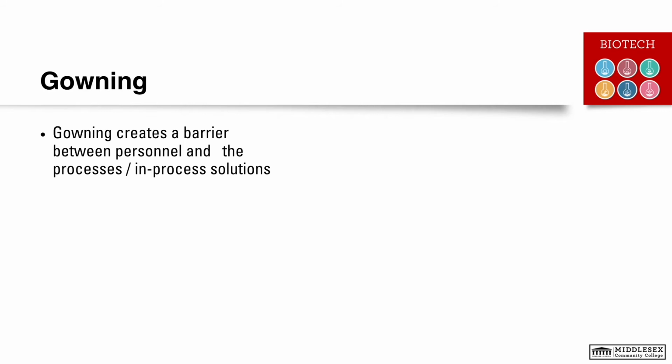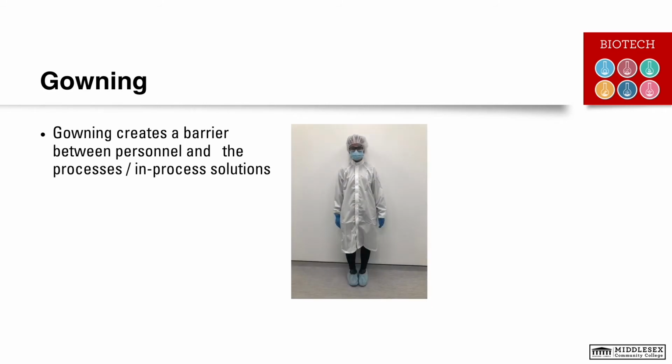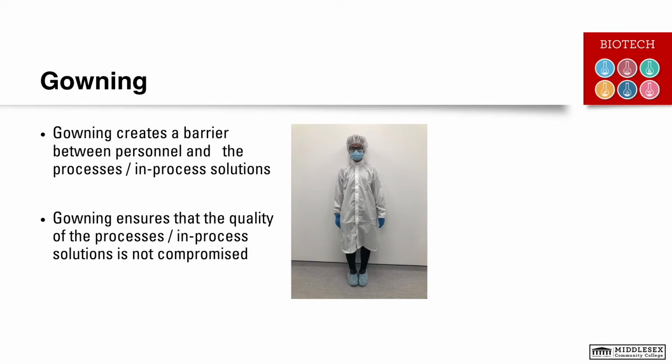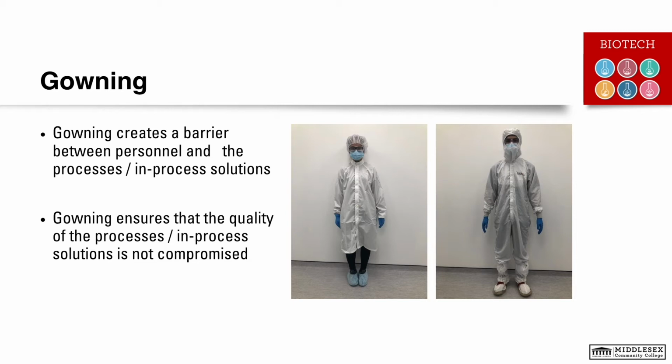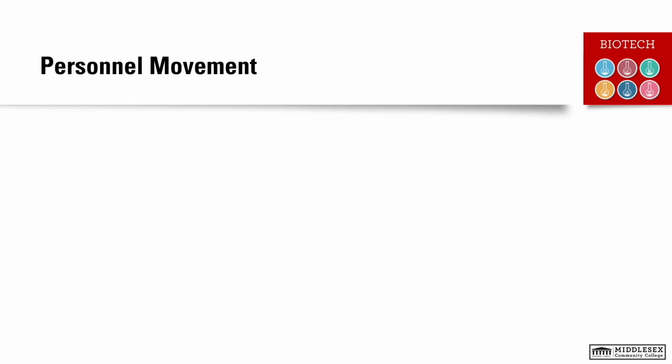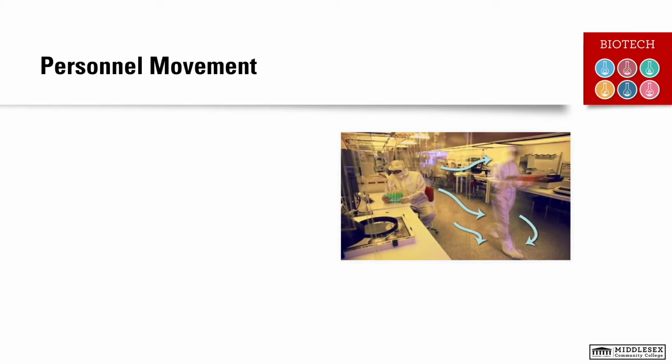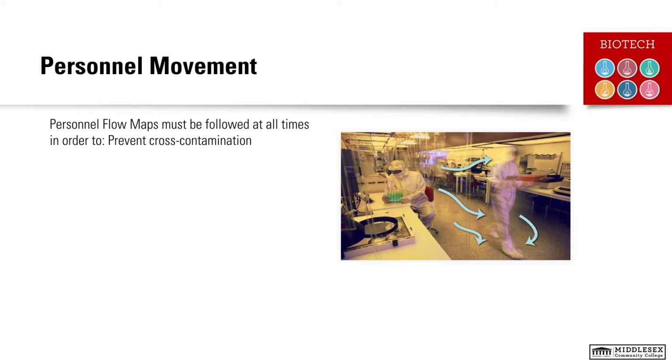Gowning creates a barrier between personnel and the process or in-process solutions. Gowning ensures that the quality of the processes or in-process solutions is not compromised. You may have heard me mention this term earlier, personnel movement. Personnel flow maps must always be followed in order to prevent contamination and cross-contamination.